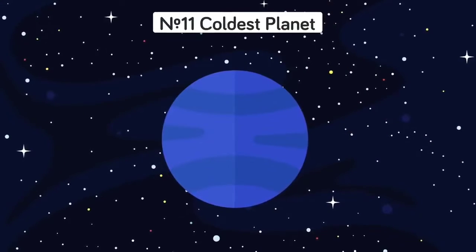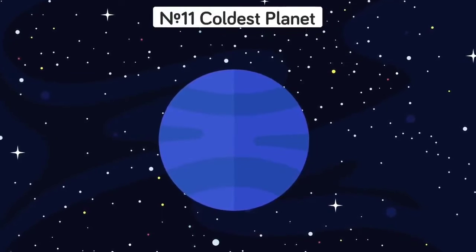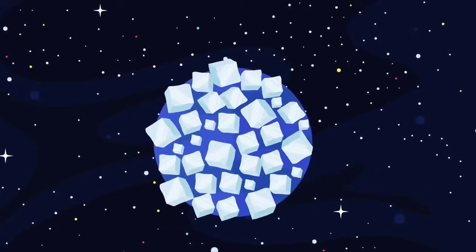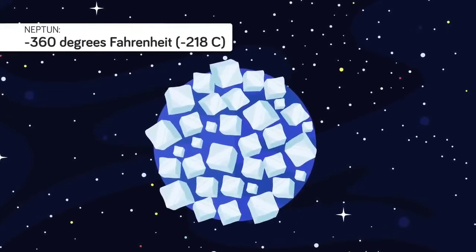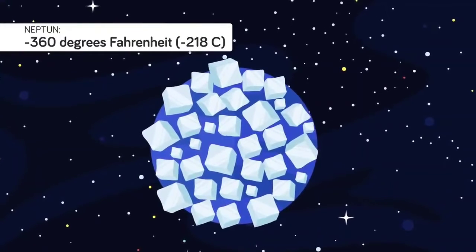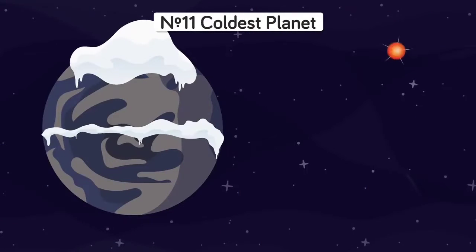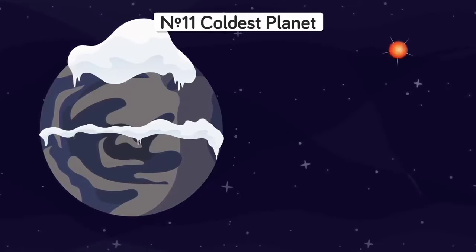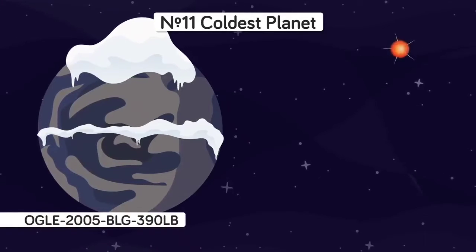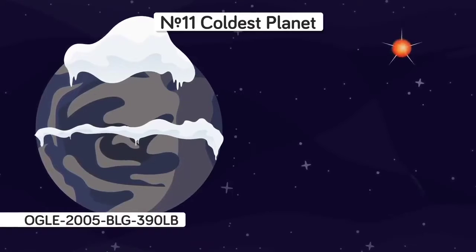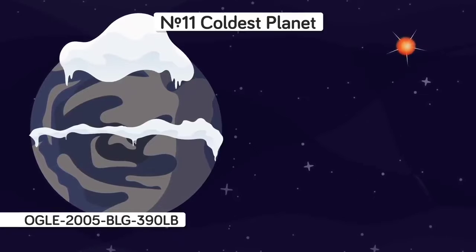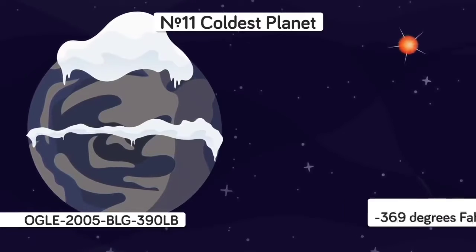11. Coldest planet. With the axing of Pluto as a planetary body, Neptune is officially the coldest planet in our solar system, with frigid temperatures of negative 360 degrees Fahrenheit, where it's so cold that methane condenses into rain. However, orbiting a tiny cool star known as a red dwarf, planet OGLE 2005 BLG 390LB, or Hoth, as it is affectionately known in reference to the Star Wars films, is a complete ice cube at negative 369 degrees Fahrenheit.